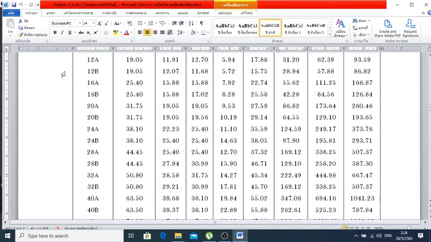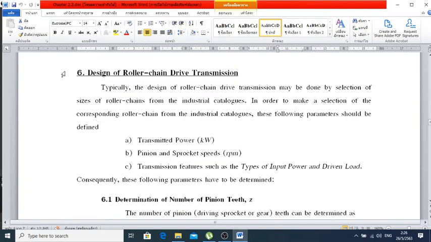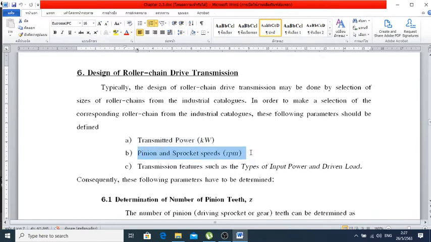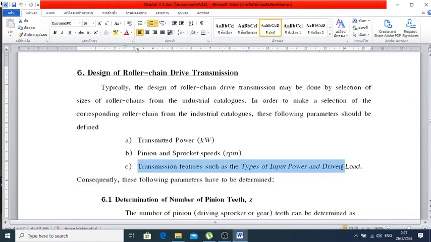And then for the design of the roller chain, typically we're going to consider three categories of features. Number one, we need to know the transmitted power, and second, the pinion and sprocket speed, and third, the transmission features, like the power input and driven load, respectively.